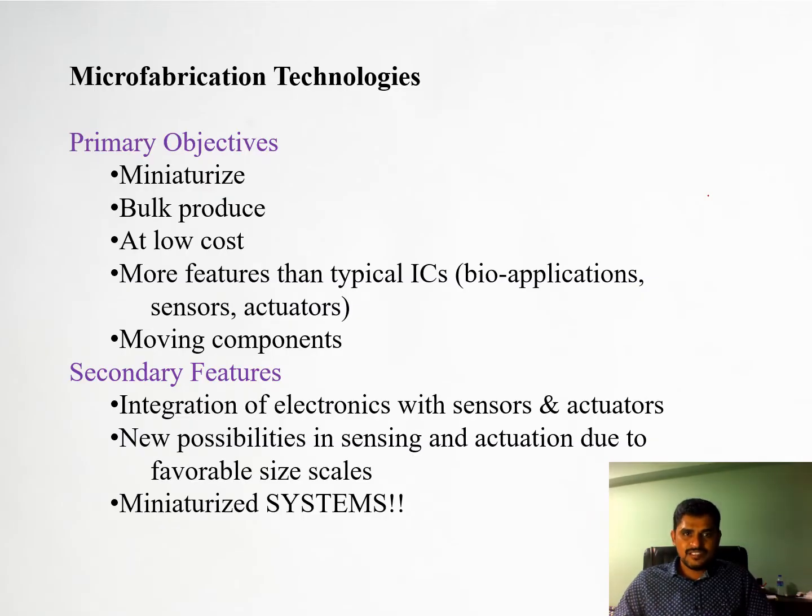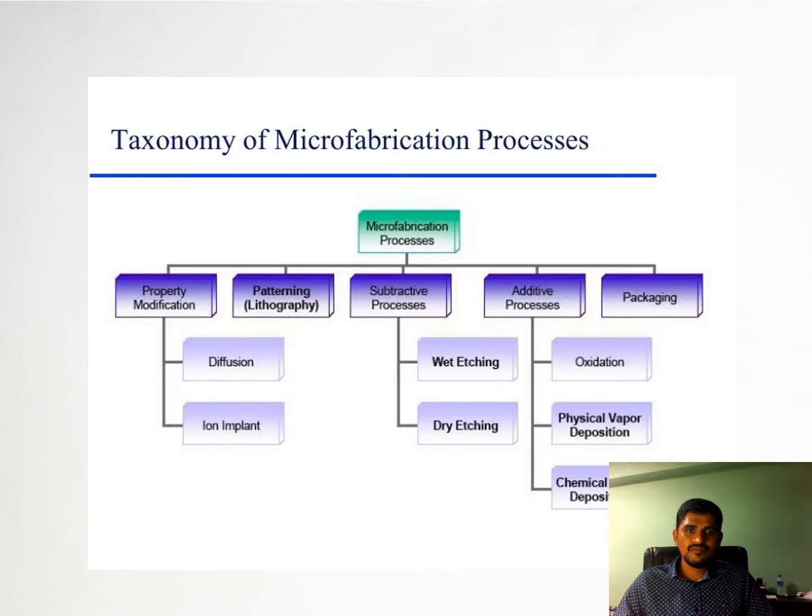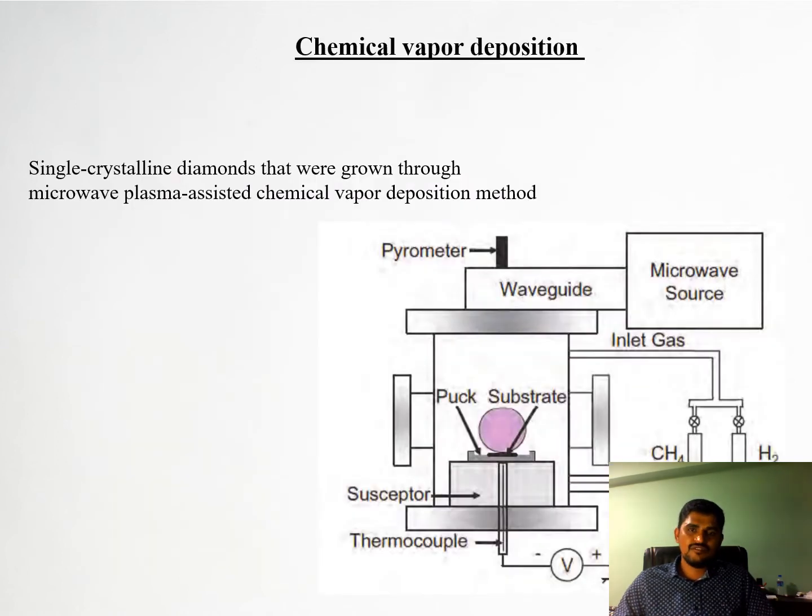For microfabrication technologies, the primary objective is miniature, bulk production at low cost, and moving components, etc. The secondary features are described here. And this flow chart shows how we produce diamond. There are different kinds, but mainly we are going to talk about chemical vapor deposition, how they produce it. This is the flow chart of how the chemical vapor deposition method works.